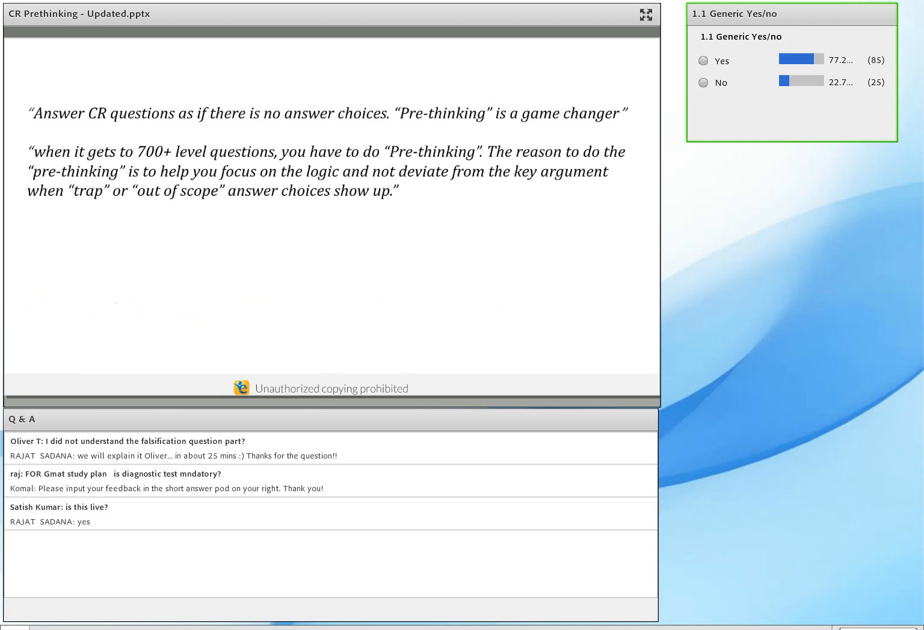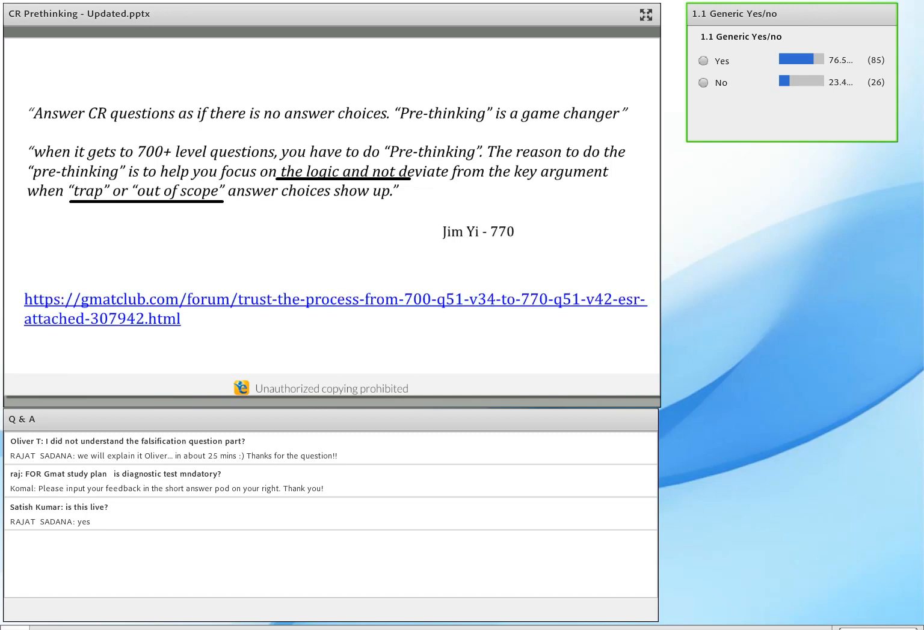Another very recent student says, answer CR questions as if there are no answer choices. Pre-thinking is a game changer. This particular student went from 35th percentile in pre-thinking to 97th percentile in about 12 days. That helped him go from a 700 to a 770. He says, when it gets to 700 plus level CR questions, you have to do pre-thinking. The reason to do pre-thinking is to help you focus on the logic and not deviate from the key argument when trap and out of scope answer choices show up.